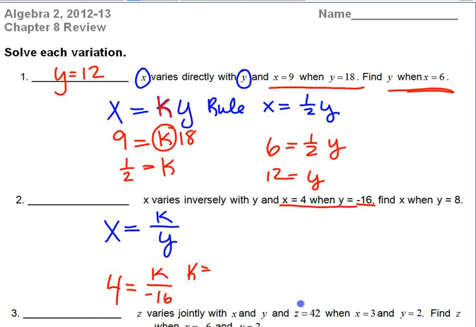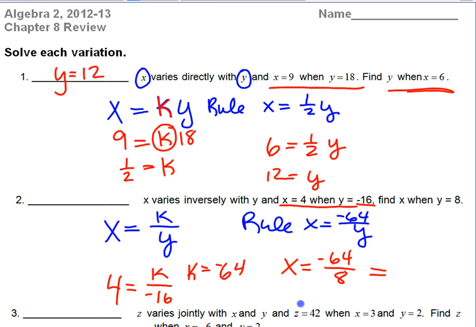So I can figure out here that my k must equal, let's see, 4 times 16 is 64, -64. So now again, I have a rule. My rule is that x would always equal -64 divided by my y. And then they say, okay, apply it. Now, with your rule, find x when your y is 8. In this case, my x would be -8. So having an answer of x equals -8 says I knew the rule and I applied it well.